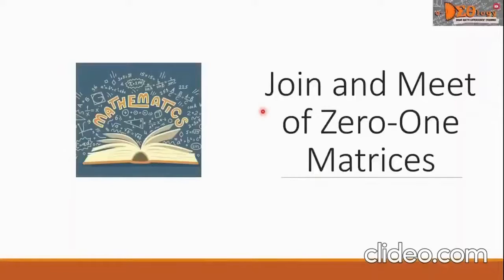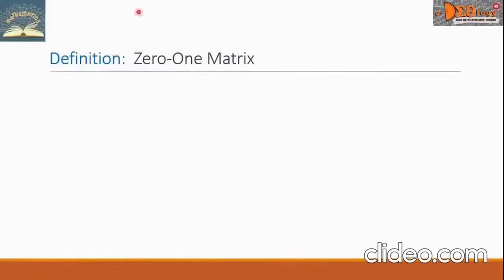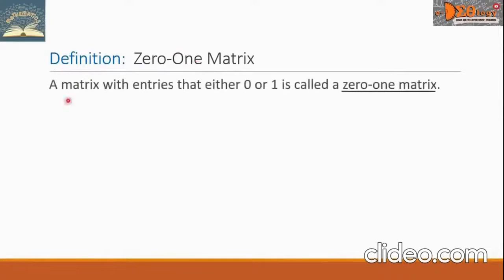Hi everyone. Today we're going to study join and meet of 0-1 matrices. First, let us define 0-1 matrix. A matrix with entries that are either 0 or 1 is called a 0-1 matrix. We have one example here, matrix A.